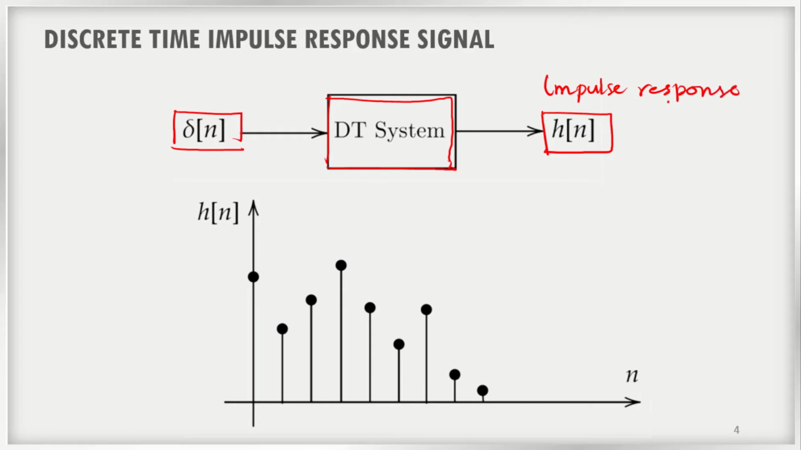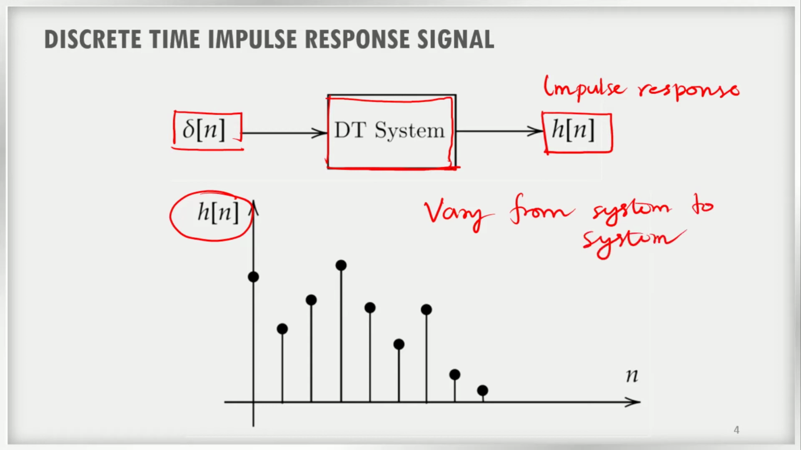So we know that this is a discrete time system, so the impulse response is also a discrete time signal. It may look something like this, right? So don't think that the discrete time impulse response will always look like this. It will vary from system to system. So the impulse response is characterizing the system's behavior or the system's response. It is purely dependent on the system, and it will vary from one system to the other.